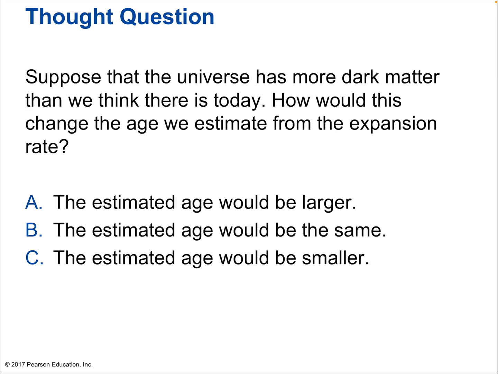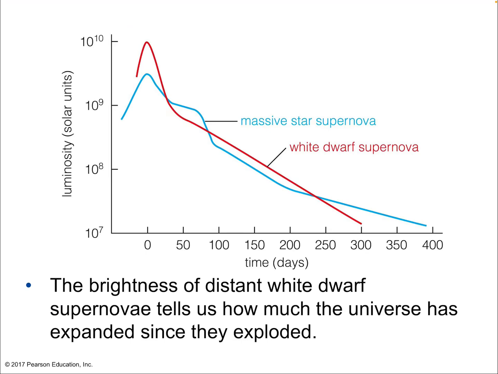So suppose that the universe has more dark matter than we think there is today. How would this change the age we estimate for the expansion rate? Well, the estimated age would be smaller, all right? Because there would be less matter to explain where we're at in the history of the universe, okay? Now, the brightness of distant white dwarf supernovas tells us how much the universe has expanded since they exploded, okay? And these are the characteristic patterns of white dwarf supernovas that all have a particular true luminosity, which is how we can use them as standard candles.